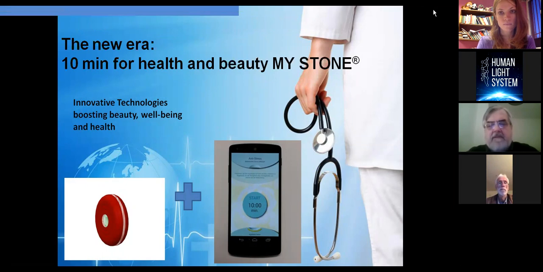And now at the very end of my short presentation, a new device which is an innovative technique. We connected all electronic elements in this red chip called MyStone, and this red chip is controlled by, excuse me, a smartphone app. The smartphone app is available for Android systems and for Apple iOS systems.